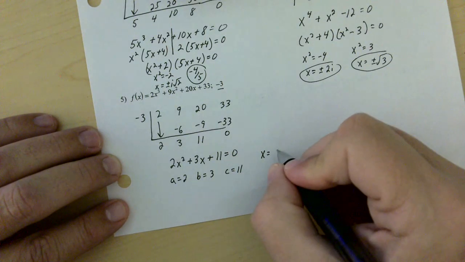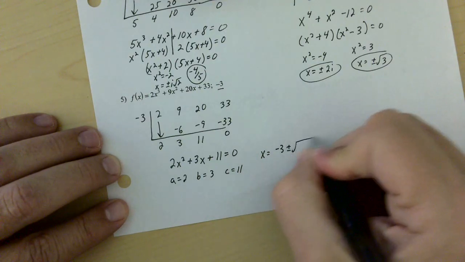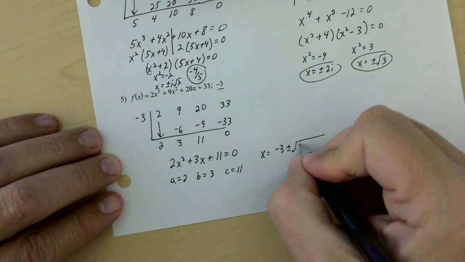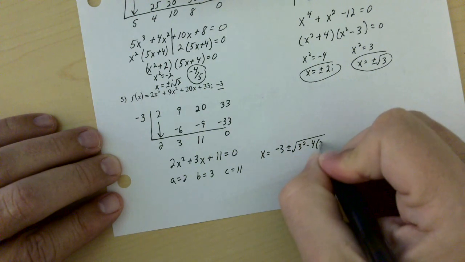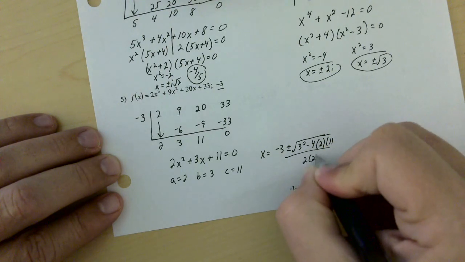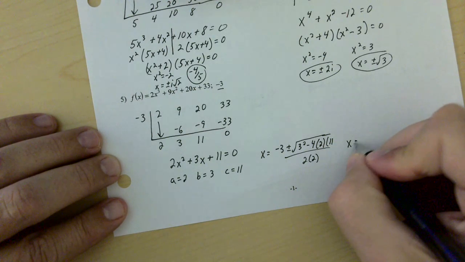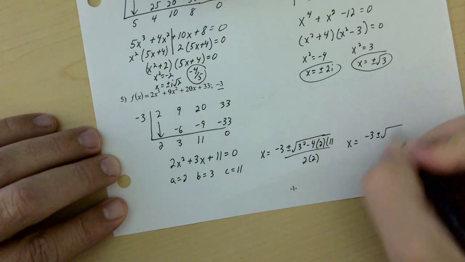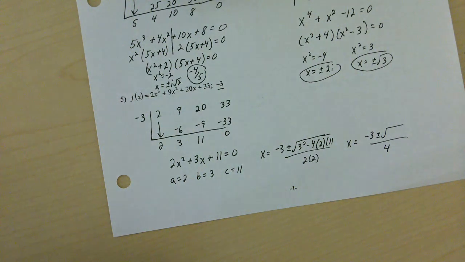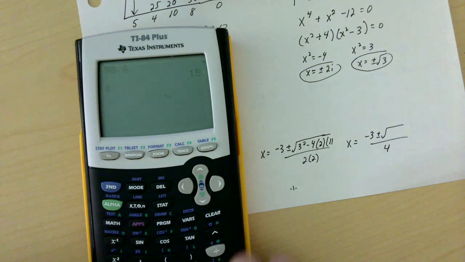And all we need to do is substitute everything into the quadratic formula. So it's the opposite of b, so in this case, -3 plus or minus the square root of 3 squared minus 4 times a times c, all over 2 times 2. So I just need you to clean up the number underneath the radical. It's called the discriminant. So in this case, I'll ask my calculator what 3 squared minus 4 times 2 times 11 is.